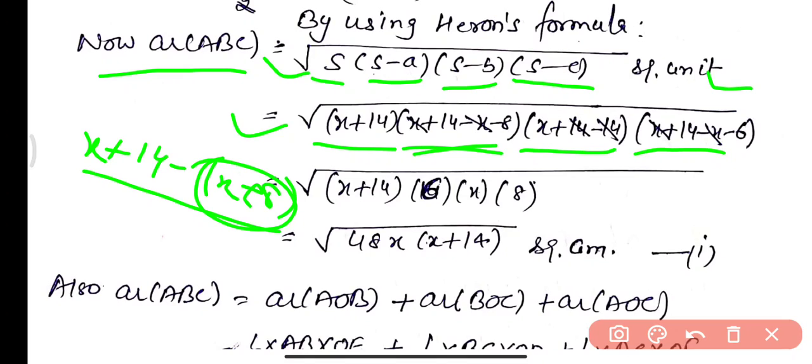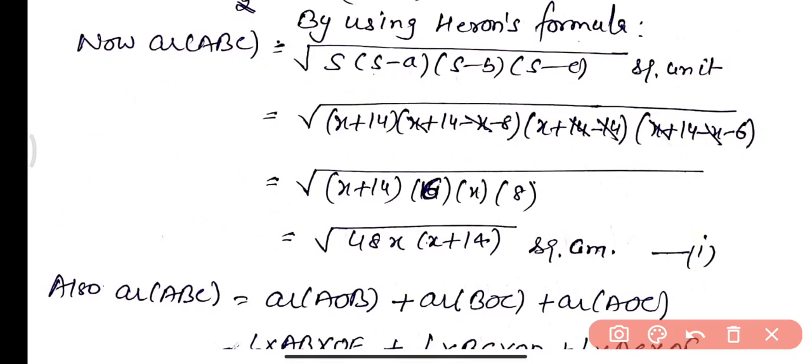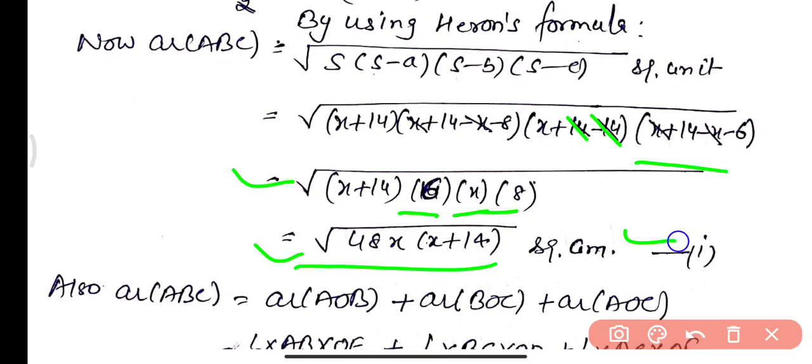So now after simplifying, we will get under the root x plus 14, and here x will be cancelled. So 14 minus 8 becomes 6, and here 14 will be cancelled, it will be x, and here x will be cancelled, 14 minus 6 becomes 8. So now after simplifying, we will get under the root 48x into x plus 14 square centimeter as the area of triangle ABC.